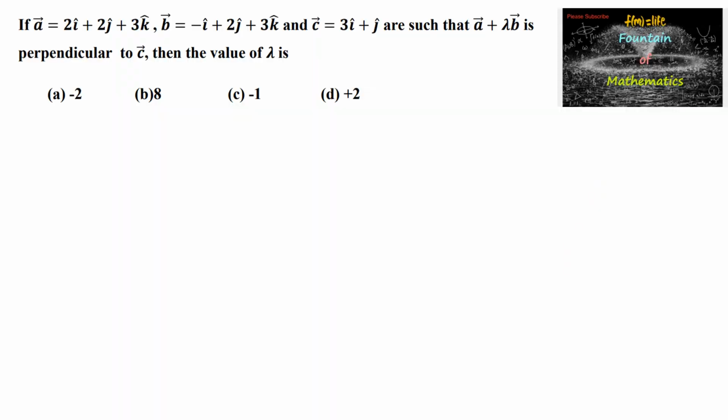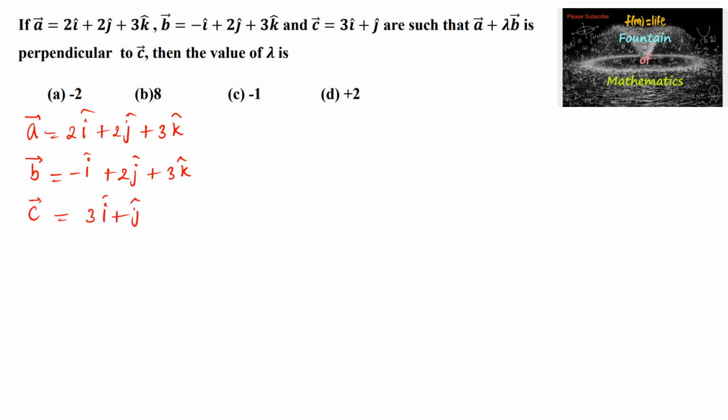If vector A is equal to 2i plus 2j plus 3k, and vector B is equal to minus i plus 2j plus 3k, and vector C is equal to 3i plus j. Now A plus lambda B is perpendicular to C. So let us find A plus lambda B.